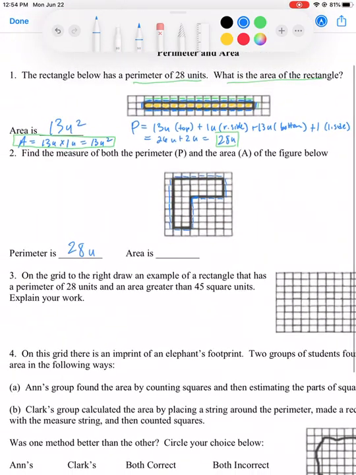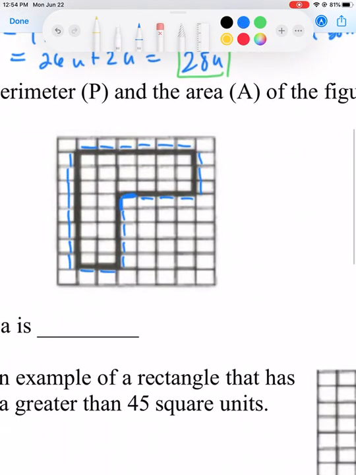The area is going to be however many squares are in here. So we have 1, 2, 3, 4, 5, 6. And we have 3 rows of 6 here, so this will be 18 squares. Okay. So we can divide our figure up. And we have 18 units squared here.